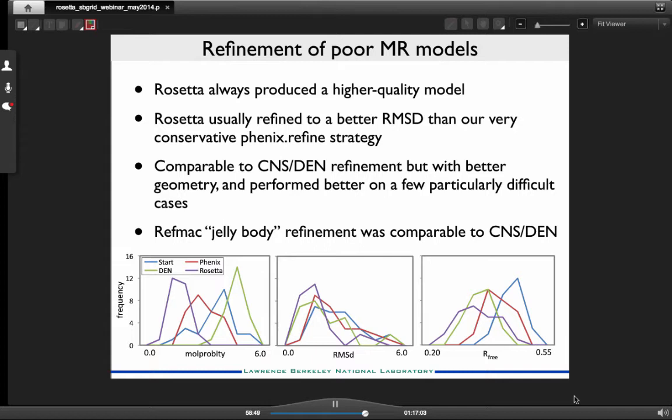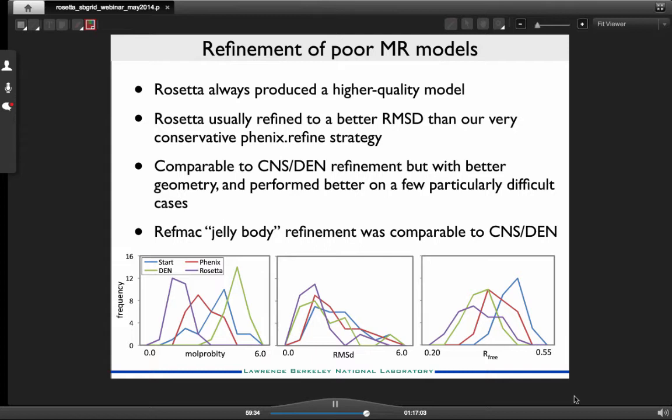And so these figures at the bottom of the slide are basically histograms, and the blue line is the starting model. The green line is for DEN refinement in CNS, which we also compared it to. Red is Phenix, purple is Rosetta. And what this is showing is that consistently on all of these metrics, Rosetta does very well. It's comparable to DEN refinement in terms of how far it moves the model. It seems to have a slight edge in terms of R factor on average, but the big difference is really that you get really good geometry at the end. So there's fewer errors to clean up.